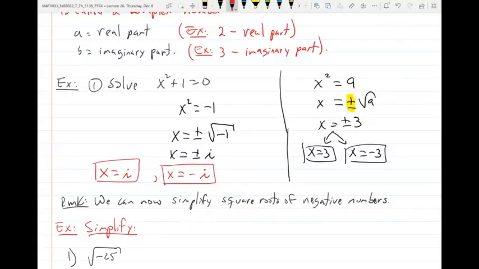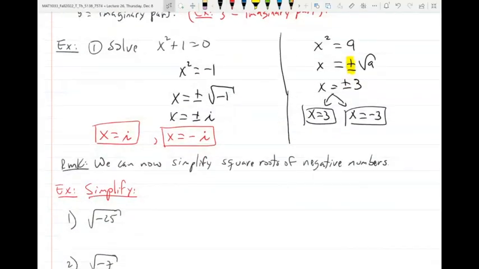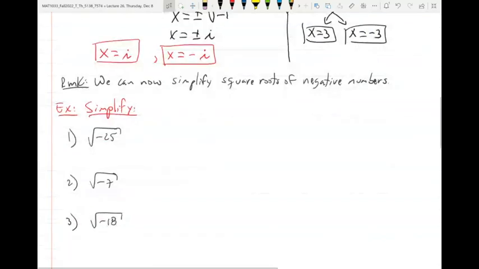Okay, questions? All right. So before I show you the quadratic formula, let me tell you that now we can make sense of square roots with negatives inside. We can now simplify those. You just need to understand.